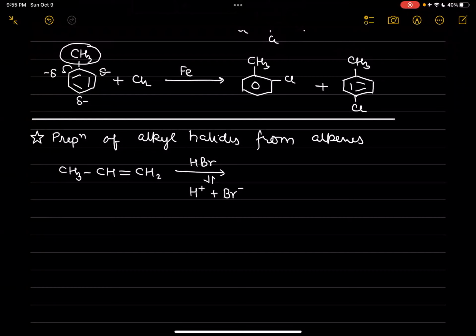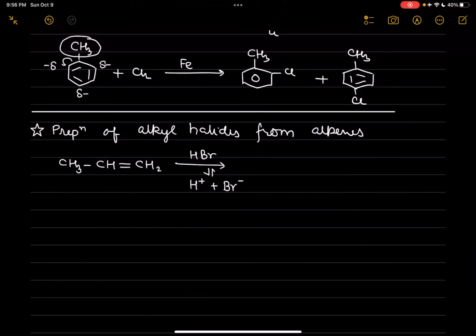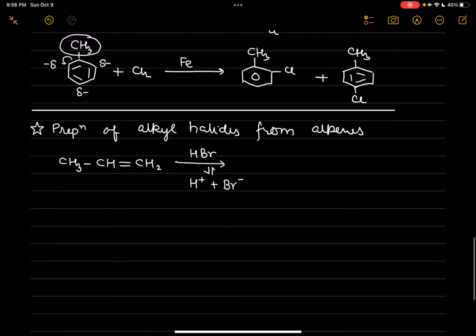What's going to be the answer? Major product. I think the Markovnikov rule is used here, and Br will get attached to the carbon with less hydrogen, the middle one. So it will be CH3CHBrCH3.